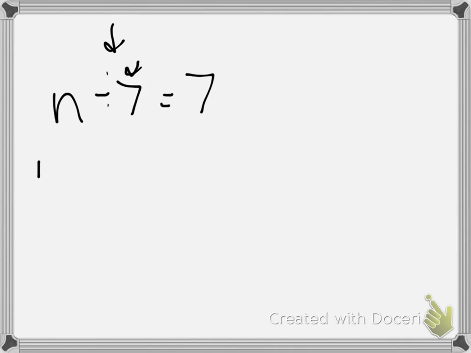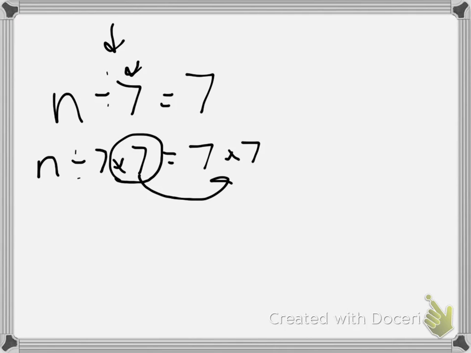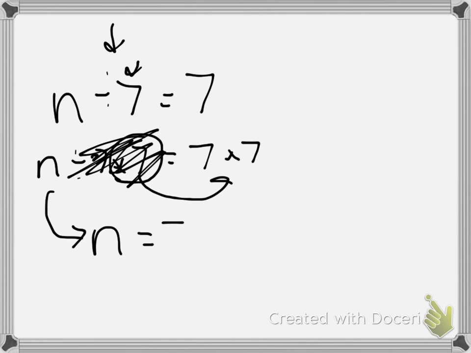If I rewrite this question, it would say n divided by 7 times 7 is going to equal 7. But what I do to one side, again, I have to do to the other. So I'm going to multiply the other side by 7, and that keeps our equation in balance. Anything divided by 7, if you multiply it by 7 again, they cancel each other out, and that leaves us with a single n equaling 7 times 7. So our n is equal to 49. Are you finished?